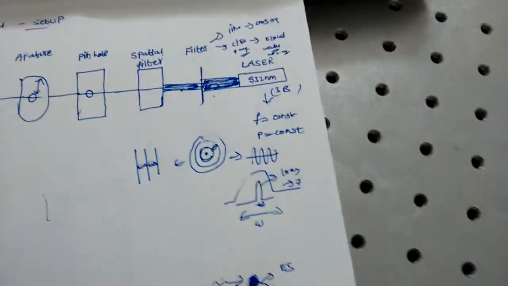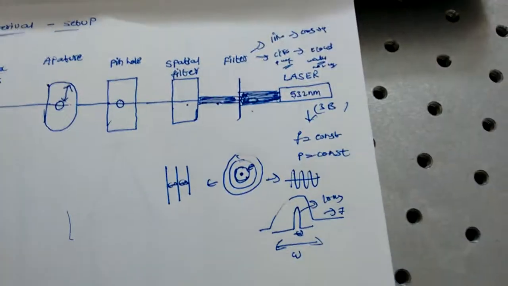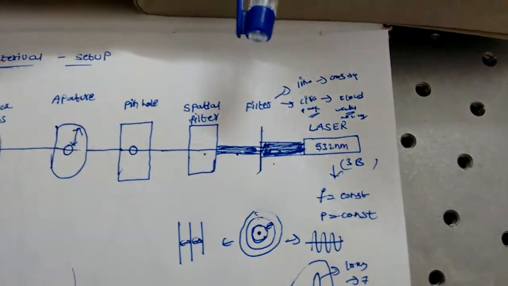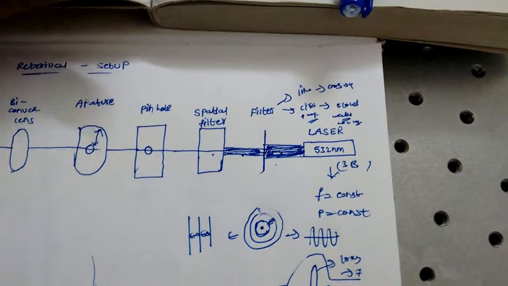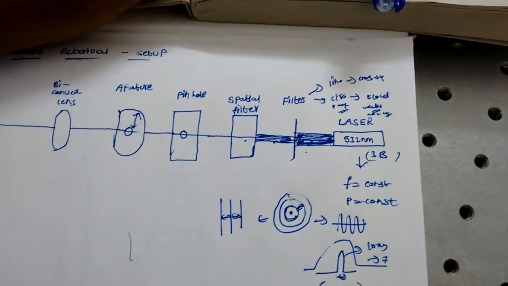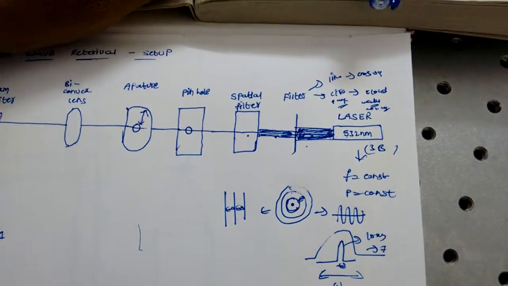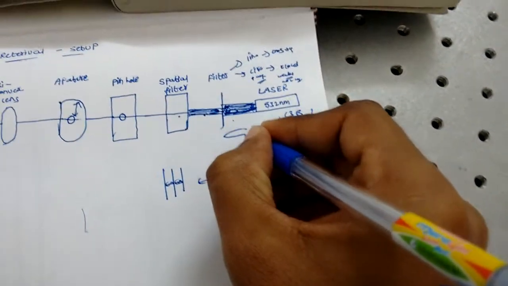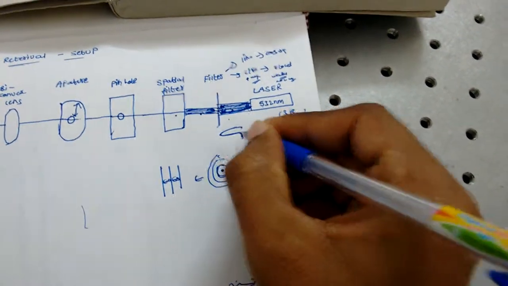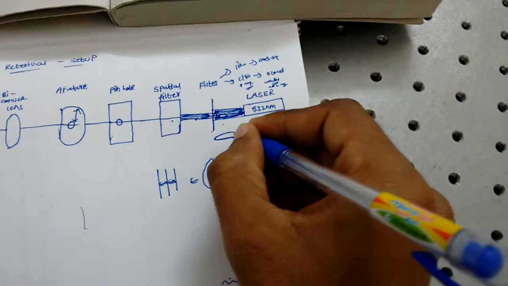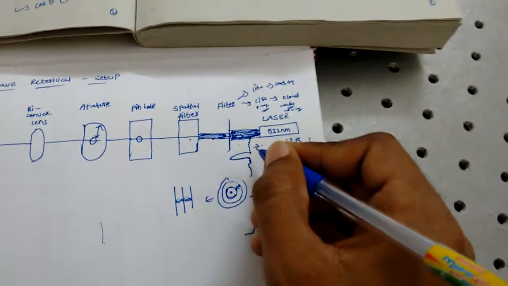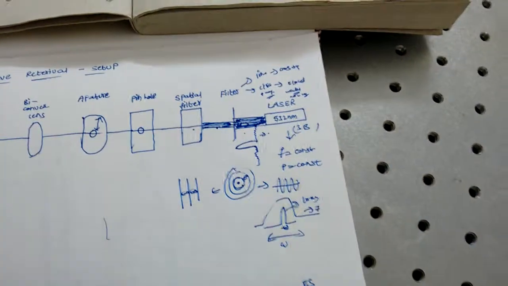After this filter we are using a spatial filter. Spatial filters are used with a laser to clean up the beam. Oftentimes a laser doesn't produce a beam with a smooth intensity profile. That means the laser produces a narrow band at the center frequency, and we have a little bit of side lobes. So to clean up these things we are using a spatial filter after the filter.